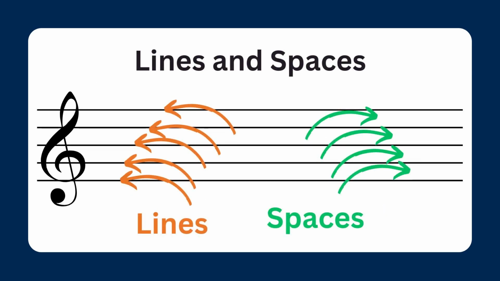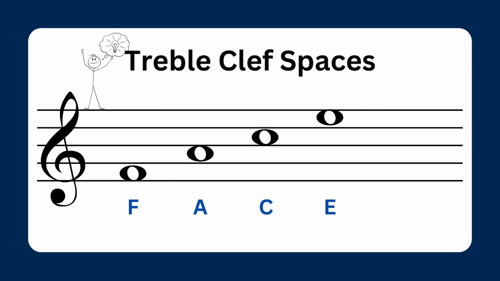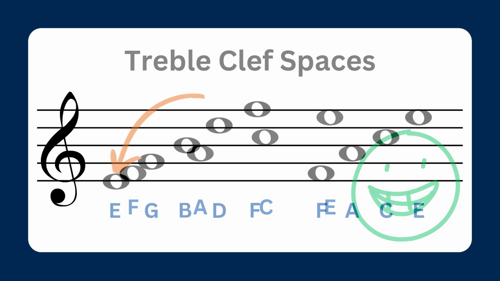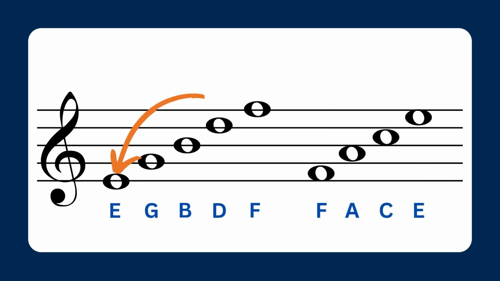variation. The treble clef spaces spell the word face using F, A, C, and E. Some students create a mnemonic to memorize this as well. For memorizing both the lines and spaces, it is important to remember to start on the bottom line or bottom space. The pitches listed up from there.